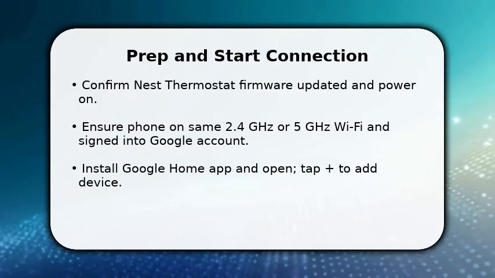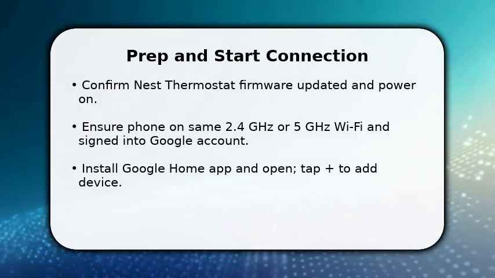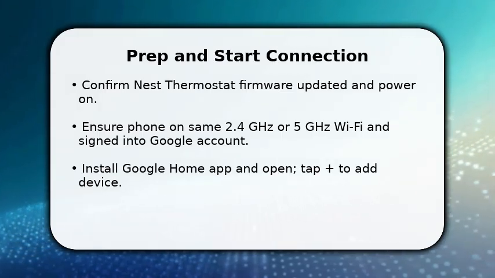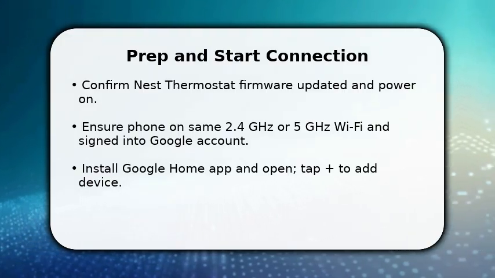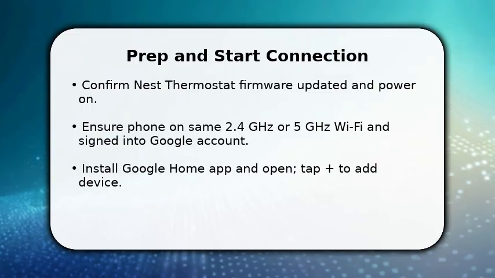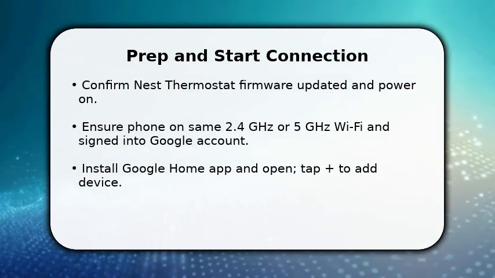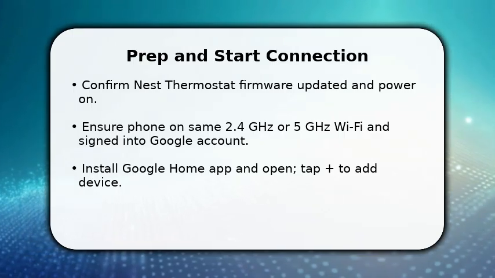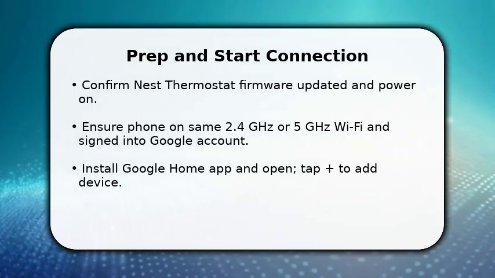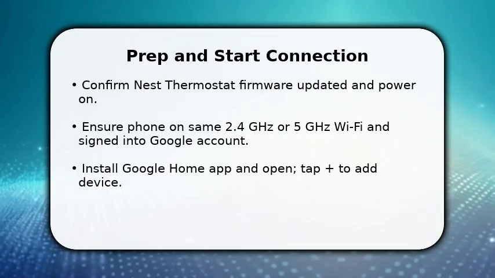You'll begin by making sure accounts and connectivity are ready. Check that your Nest Thermostat is powered, running the latest firmware, and on the same Wi-Fi network as your phone. Open the Google Home app and sign into the same Google account that manages your Nest. Once done, tap the plus icon to add a device, choose Set up Device, then select Works with Google.